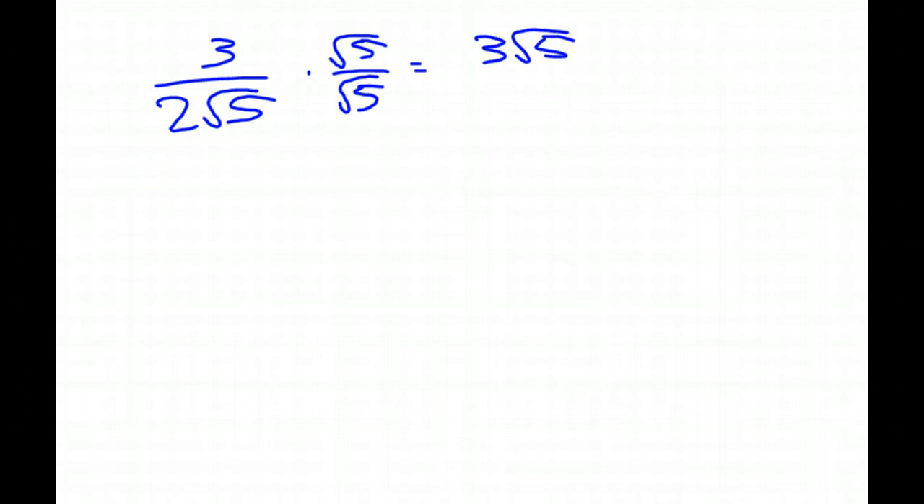3 square root of 5 over what? Square root of 5 times square root of 5 is just 5, times 2 is 10. Okay? And then a lot of times you'll be able to look at these and cancel. In this case you can't, but in a lot of cases you'll be able to cancel.